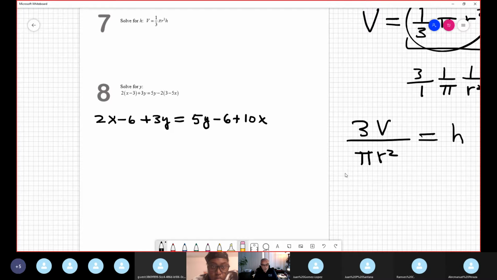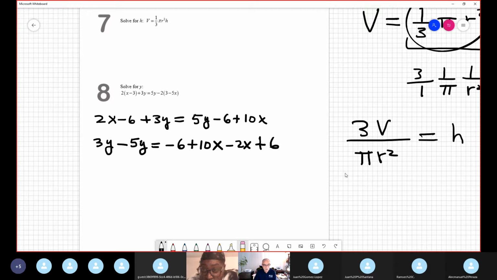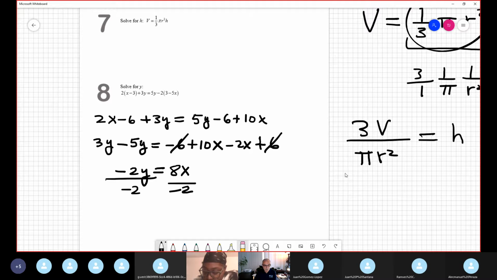Okay, my goal is to isolate the y, therefore I propose, for example, to move every expression that contains y to the left. So this stays here, but this one I change to the left, like a minus, and now the rest I move to the right. This stays, this no, this is minus 2x and plus 6. I'm ready to combine later. Okay, this is negative 2y. This 6 and this 6 cancel out, that's 0. And this is 8x, 10 minus 2. Divide by negative 2, because my goal is to isolate the y. Y alone is equal to negative 4x.